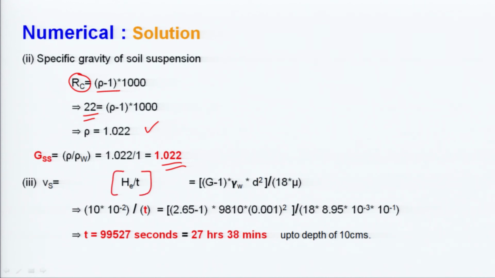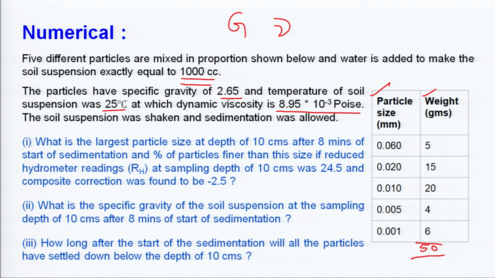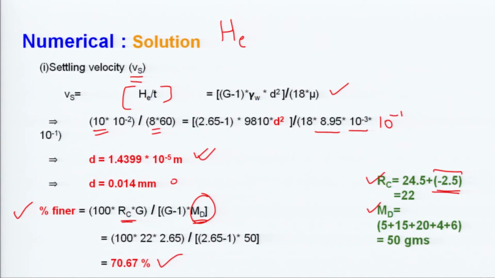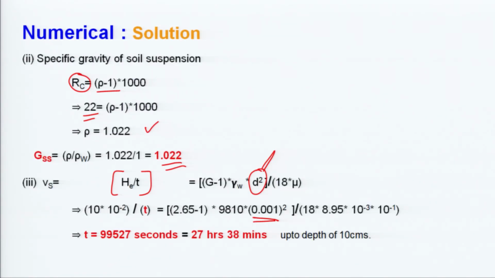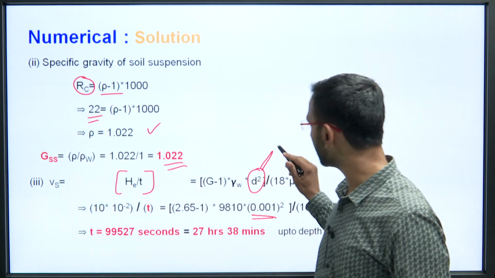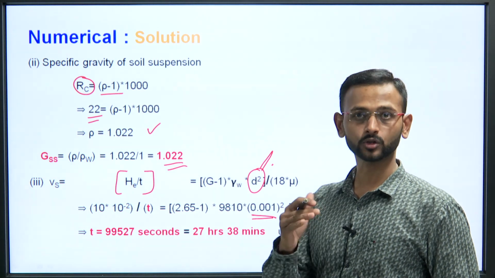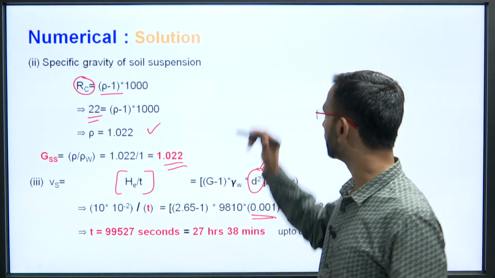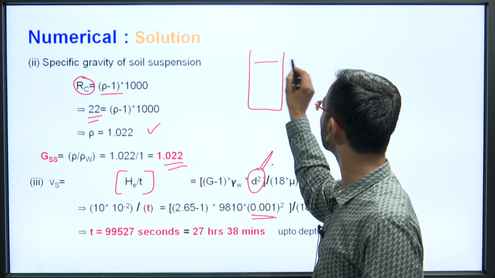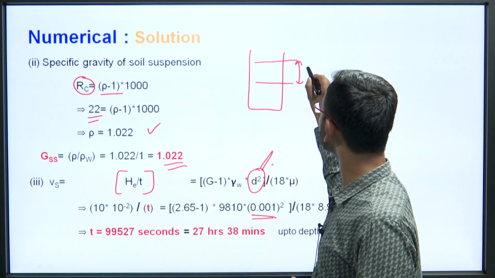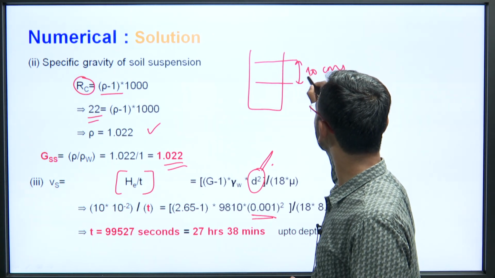When we talk about this settling velocity, it is He by T. In the very third question, where we have to determine the time for a particle size of this much, the least size given in the data was 0.001 here. So when we put the values here, we have to determine at what time will this size of particle settle down below the depth of 10 centimeters. Let us say this is the sedimentation jar, and let us say this is 10 centimeters here from the top.